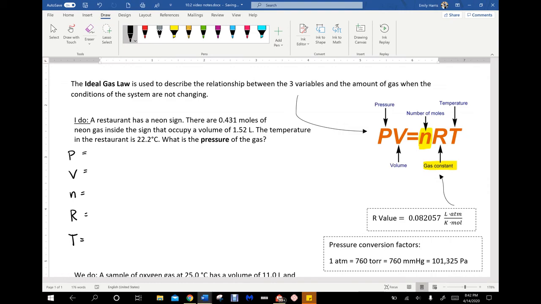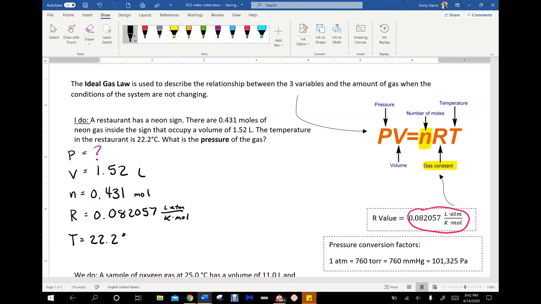The pressure is what they tell us we're looking for. They tell us our number of moles is 0.431 moles. They tell us our volume is 1.52 liters. The R value is a set value that we just get from the back of our textbook. And eventually, if you do enough of these problems, it memorizes itself: 0.082057 liters times atmospheres over a Kelvin mole. And then finally, our temperature is 22.2 degrees Celsius.